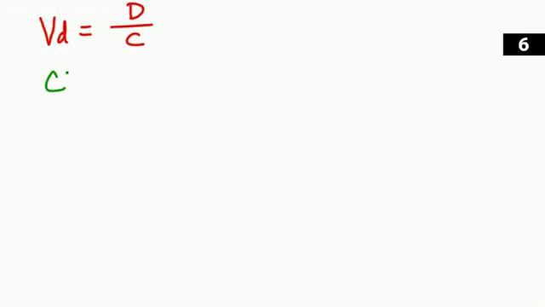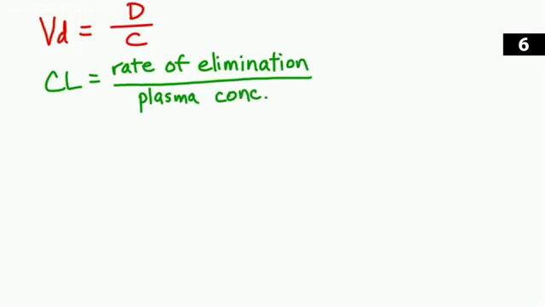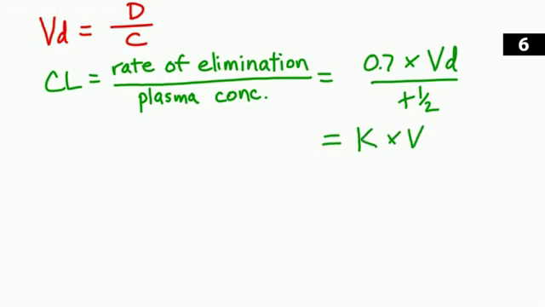The second equation deals with clearance. Clearance is the rate of elimination of a drug divided by the plasma drug concentration. Clearance is also equal to 0.7 times the volume of distribution divided by the half-life of the drug. And that's probably the equation you should memorize. Another way that you can remember that is that the clearance is K times the volume of distribution. K is the elimination constant. And these 2 equations together tell us that K is 0.7 divided by the half-life. So clearance is equal to the elimination constant times the volume of distribution, where the elimination constant is 0.7 divided by the half-life.